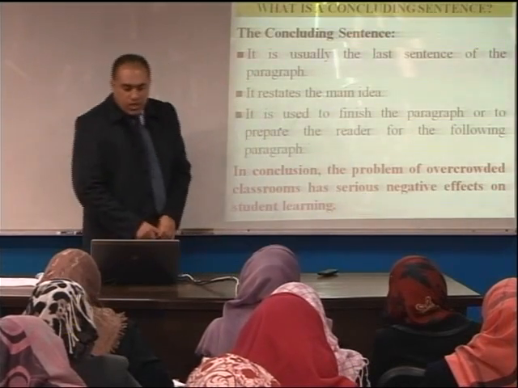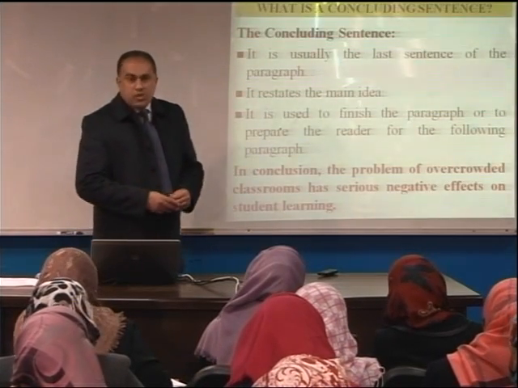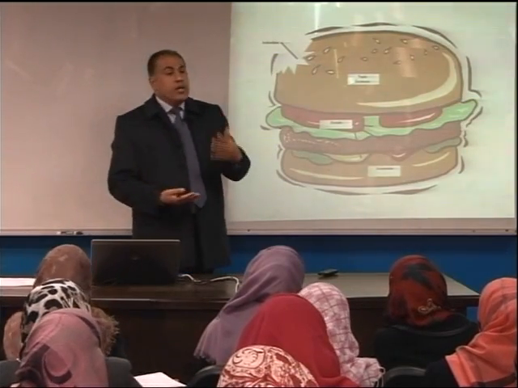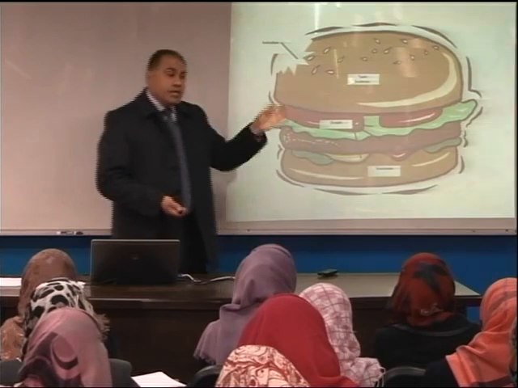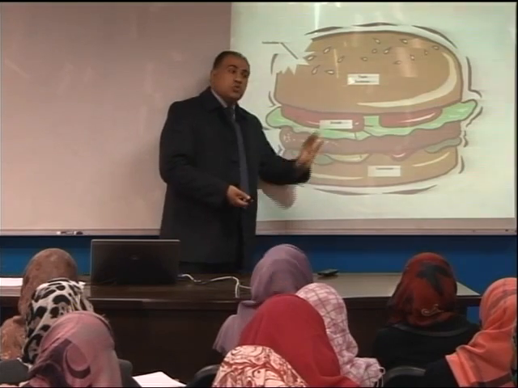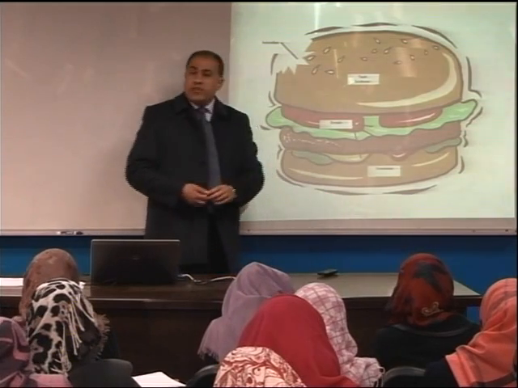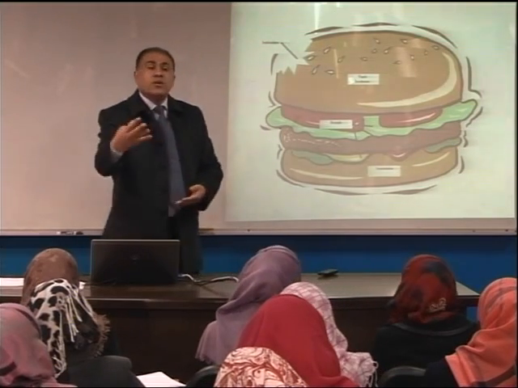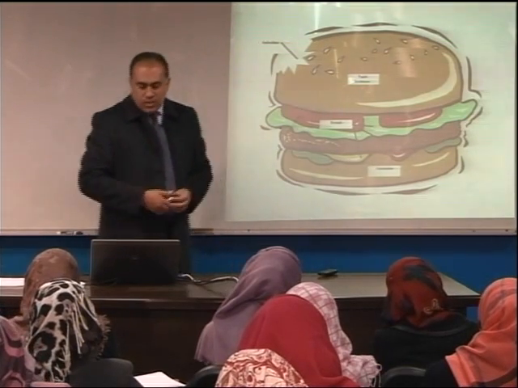The problem of overcrowded classrooms has serious negative effects on the learning of students. So this is what we mean by the paragraph structure. It has to have 3 elements. It has to have a topic sentence where we state the main idea, and it is the most general sentence in the paragraph. It has supporting sentences or supporting details to develop, explain, discuss, elaborate on the topic sentence, and finally we have a concluding sentence with which we finish the paragraph, summarize the main ideas, or give a recommendation, and so on. We'll practice these things hopefully in the next classes.